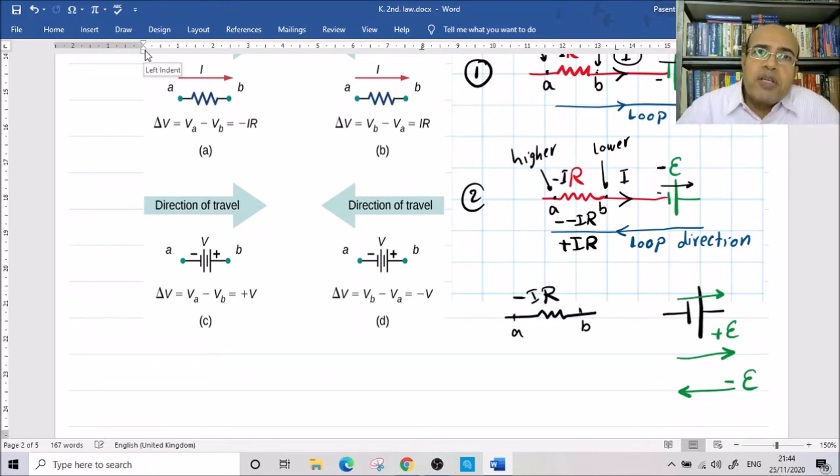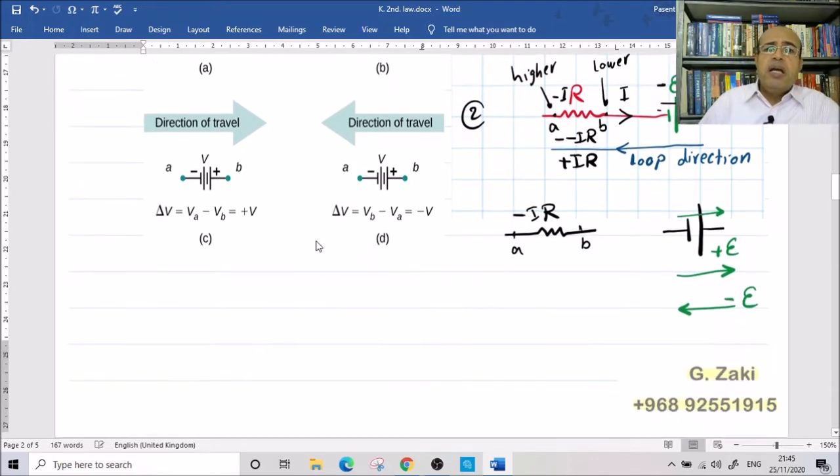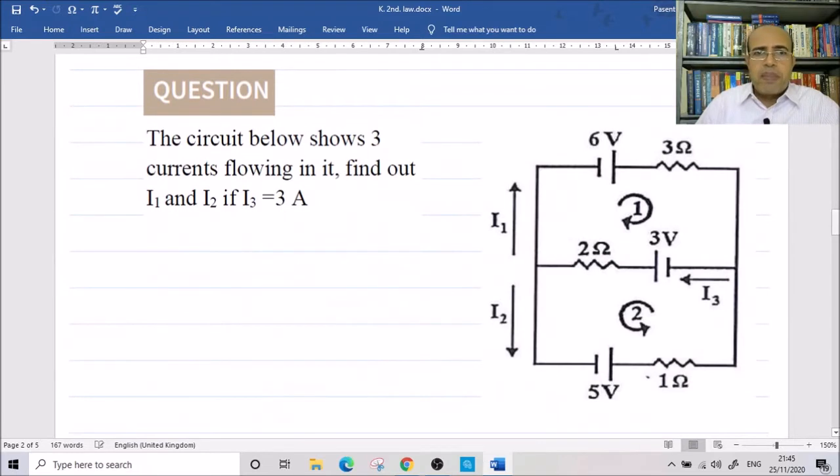So when you solve the question, start by putting the direction of charge carriers. Let's see this example. It says, the circuit below shows 3 currents flowing in it. Find I1 and I2 if I3 equals 3 ampere. First step, put the direction of a charge carrier. It's from lower to higher. So this is the direction of a charge carrier. Here, from lower to higher. This is the direction of charge carrier.